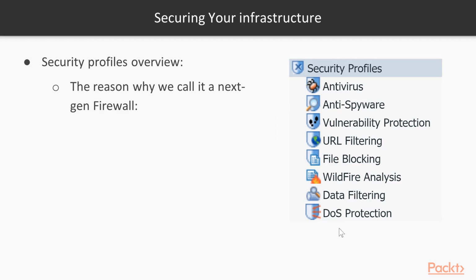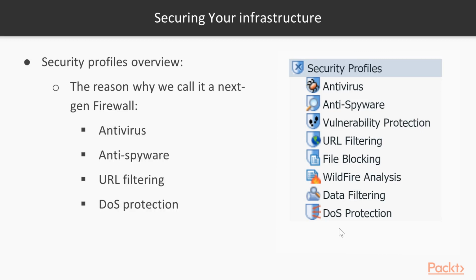And this is why you want to implement those security profiles, so you have granular control of any possible threat, or also enforce the way that the network should flow or be accessed based on your company's policies. So we're going to take a look at antivirus, anti-spyware, URL filtering, and denial of service protection. We're going to focus on those items, which I believe are very important for you to understand and to enable in the Palo Alto firewall.